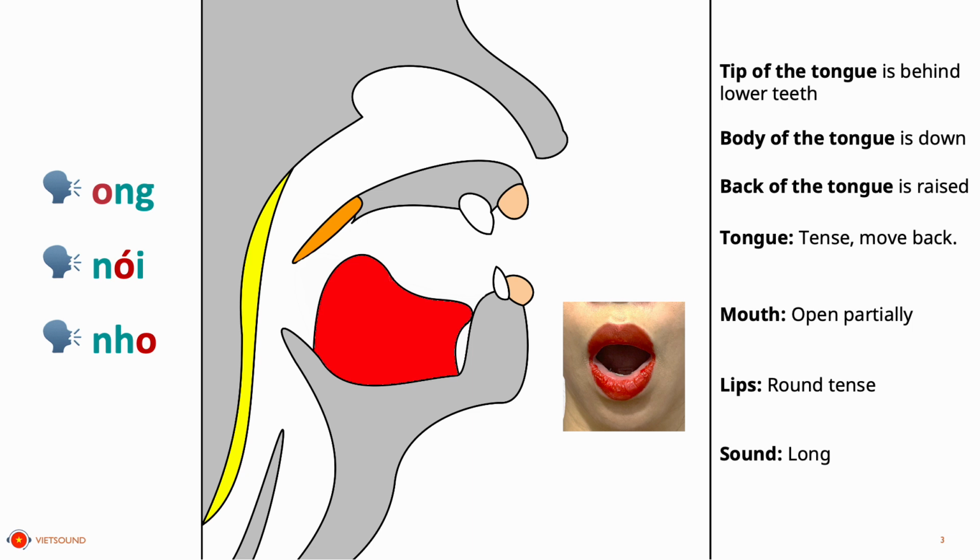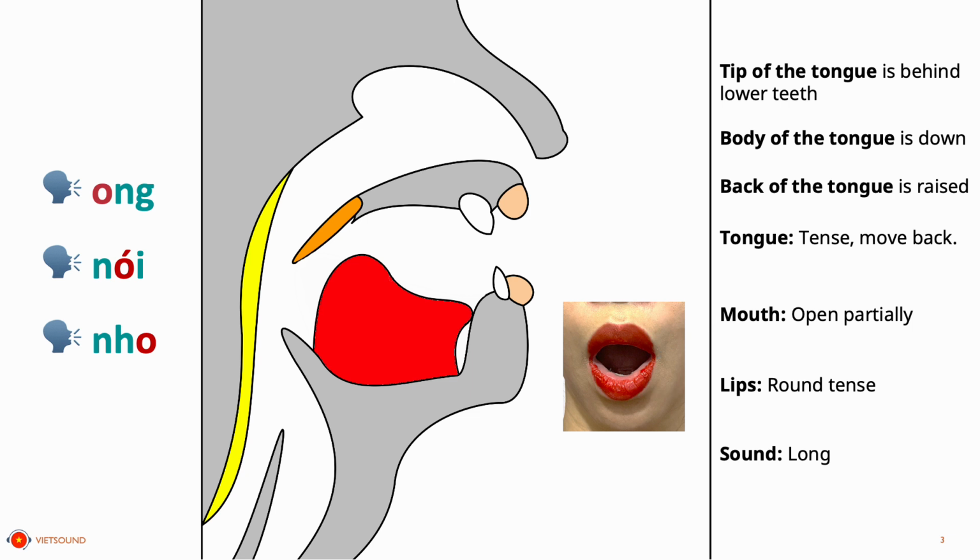First, let's talk about the tongue. Tip of your tongue is placed behind lower teeth. The body of the tongue is down. Rise the back of the tongue up. Tense your tongue and move it a little bit back. Open your mouth partially. Round your lips and tense them.